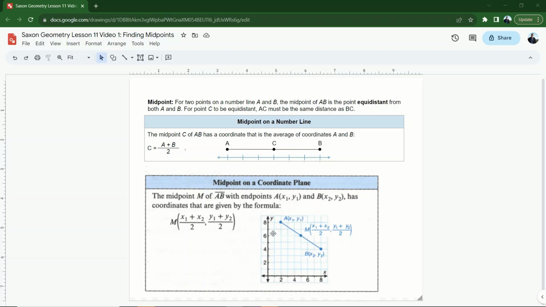How did I find that? I found the average on the x-axis first, and then I found the average on the y-axis. And then I just wrote my midpoint out as that x value, comma, that y value, because that gives me the two coordinates. All right, that was a short and sweet lesson. We're going to move on in the next video to some practice examples of how to do this.